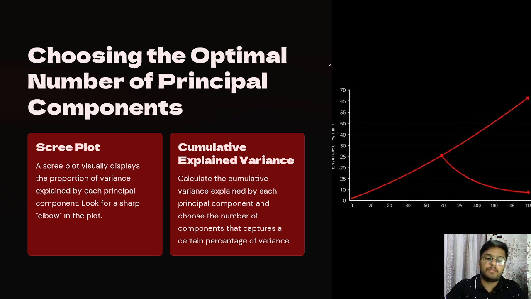Now, choosing the optimal number of principal components. Scree plot. A scree plot visually displays the proportion of variance explained by each principal component. Look for a sharp elbow in the plot. The second one is cumulative explained variance. Calculate the cumulative variance explained by each principal component and choose the number of components that captures a certain percentage of variance.